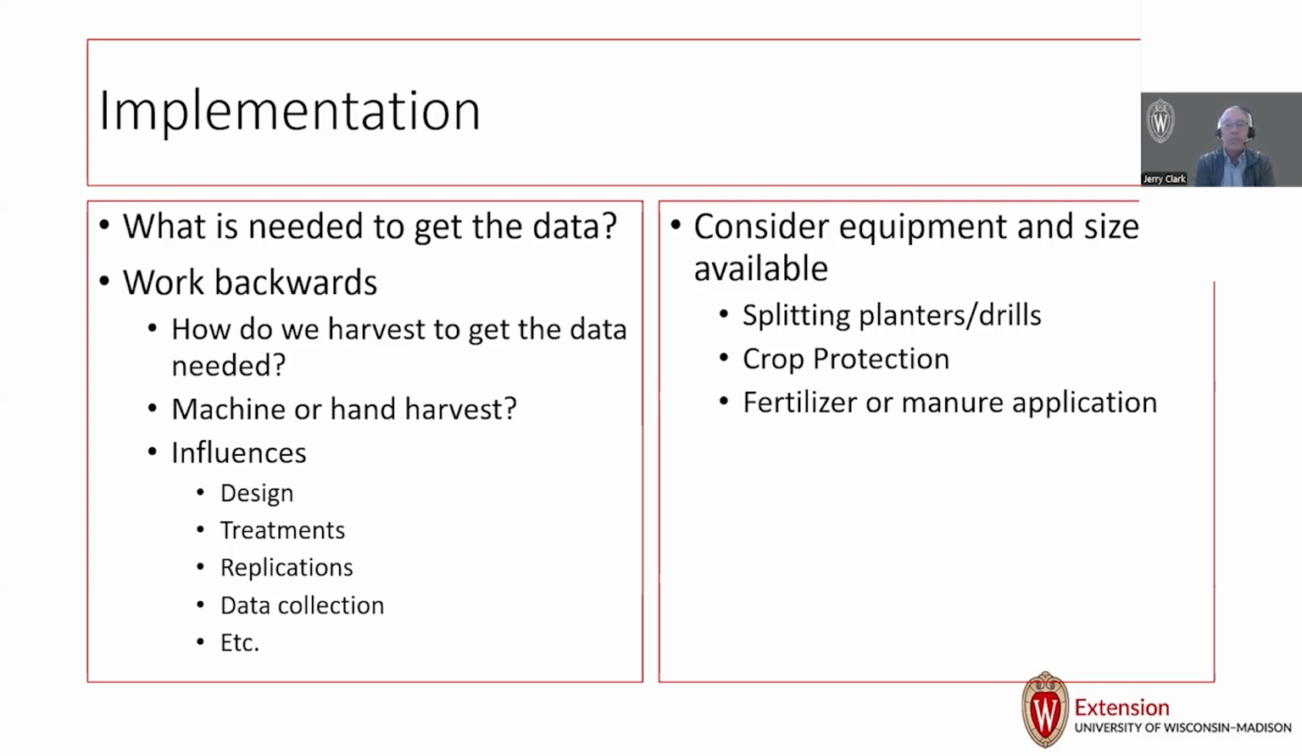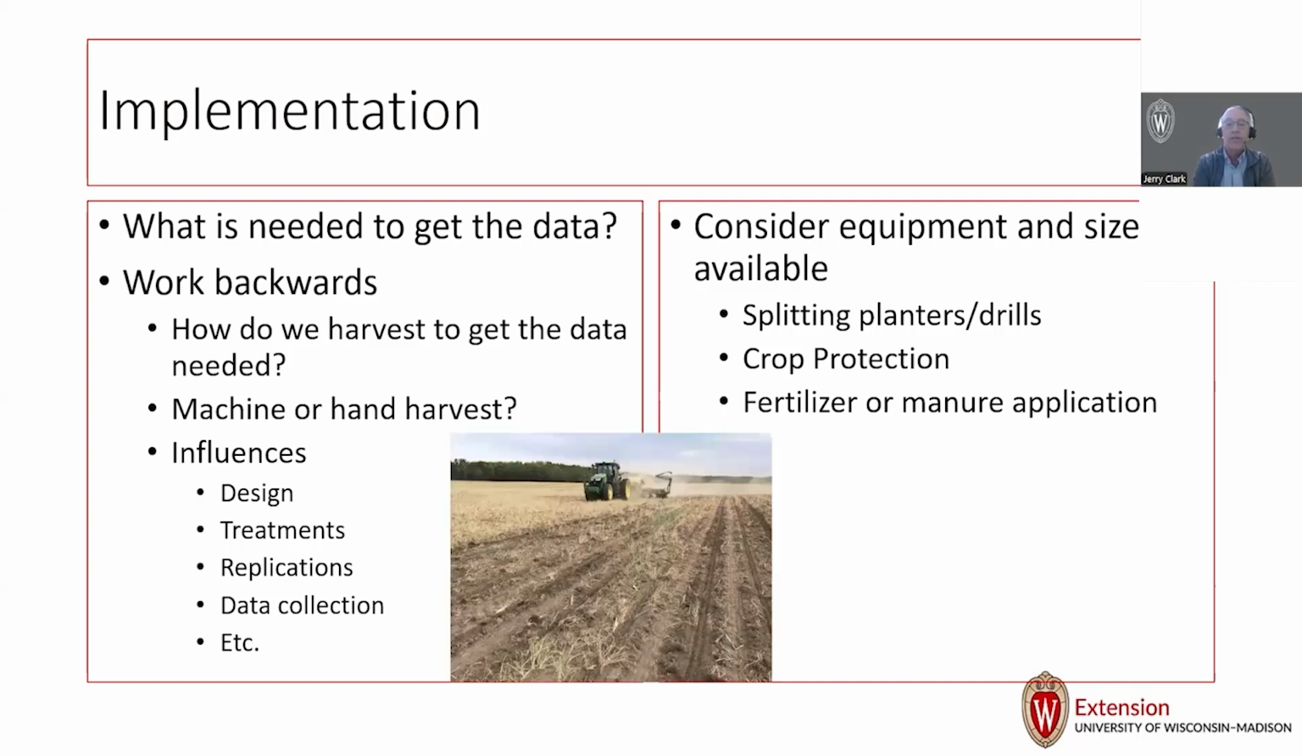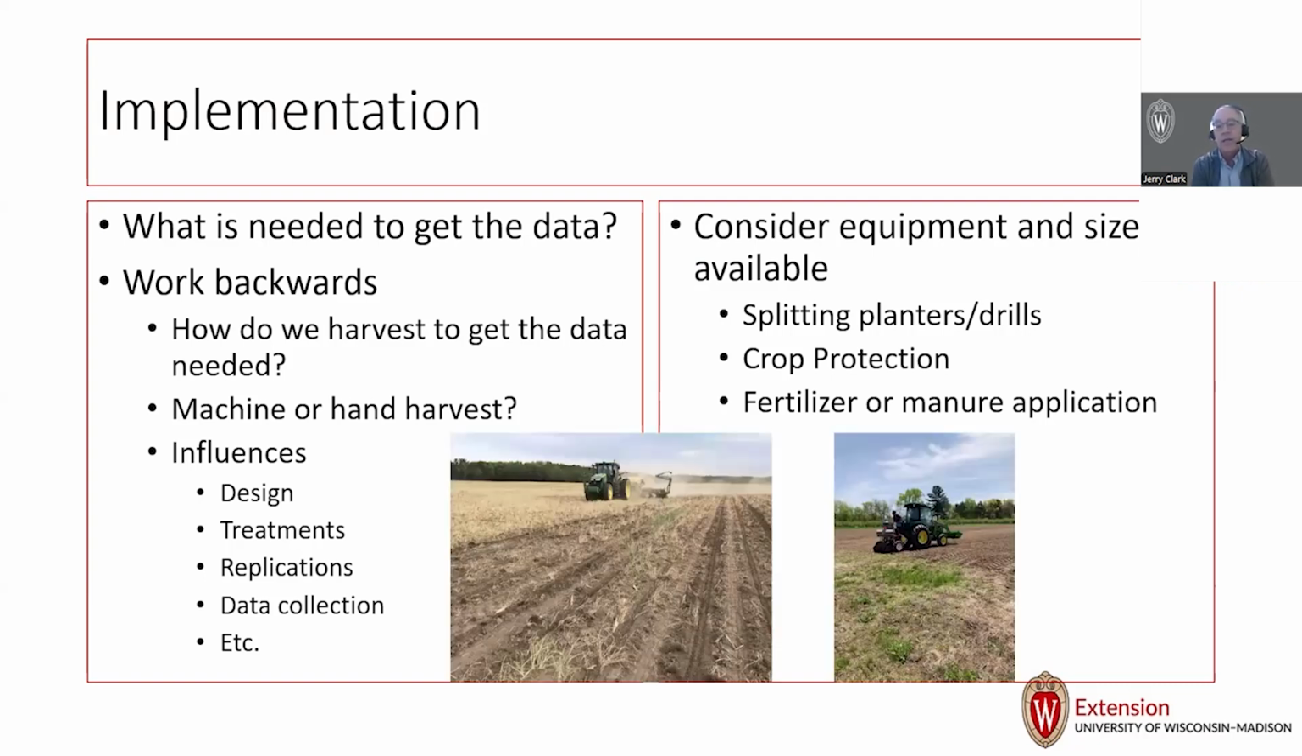Are you going to have to split planters and drills or the planting equipment? Can you split them, or do you have to do one treatment and then clean that out and put another treatment in? What about crop protection products, fertilizer, manure application? All of these kinds of things can drive what is needed in terms of how you're going to lay this out from a practical standpoint. So these two pictures, one is our large scale nitrogen project on the left, and then our small plot planter that we have on the right. It all depends on what we're trying to measure and what we have for seed and equipment.